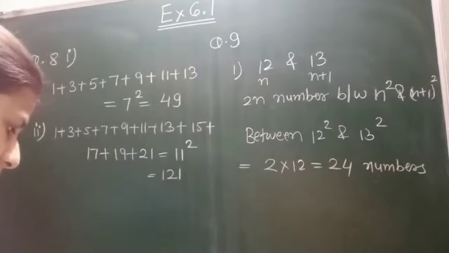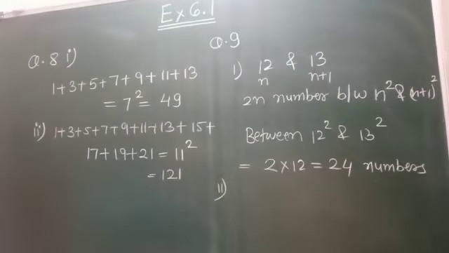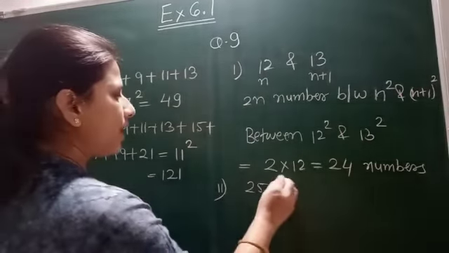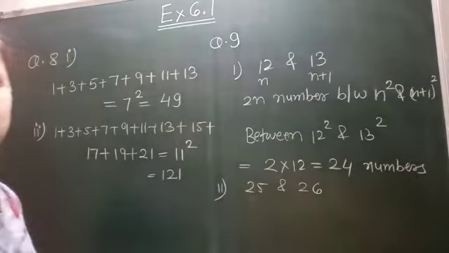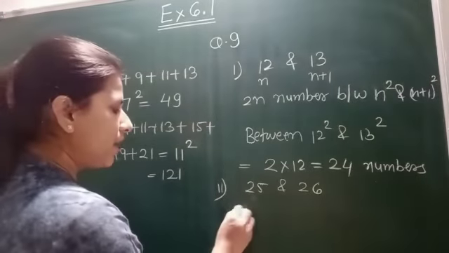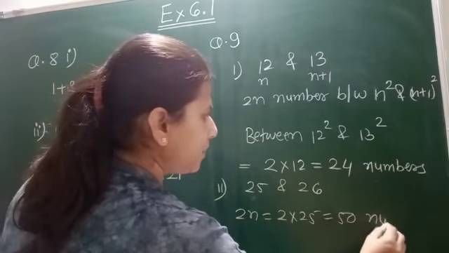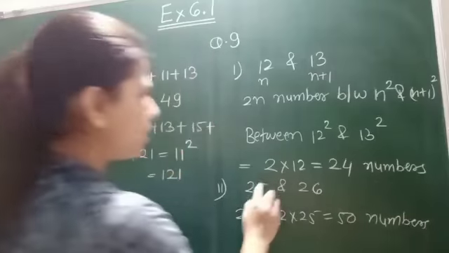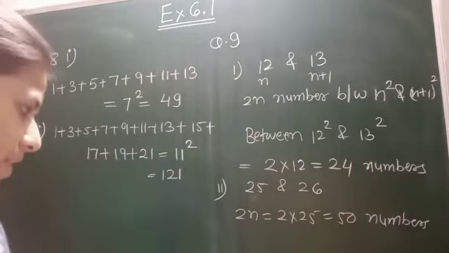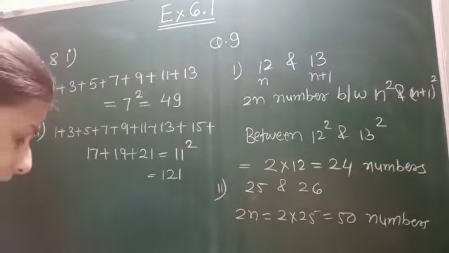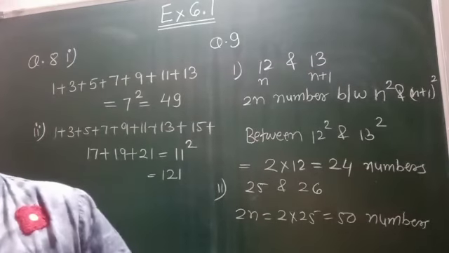Okay student. Similarly we will simplify the next one also. Second, 25 and 26. Now we have to take 25 and 26. So student, here the smaller number is 25 and the same formula 2n, 2 into 25, what will we get? 50. It means between 25 square and 26 square there are 50 numbers. Similarly, you have to simplify the third one on your own. With this, your exercise 6.1 is completed, student. Thank you.